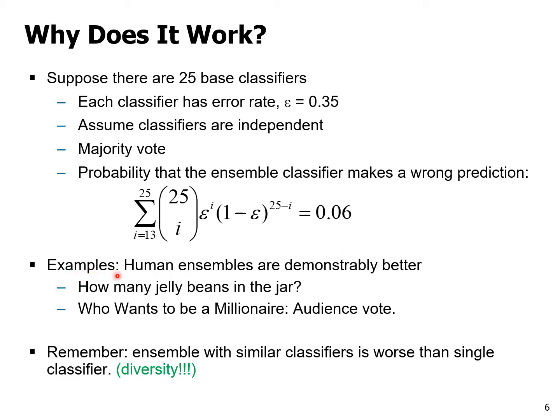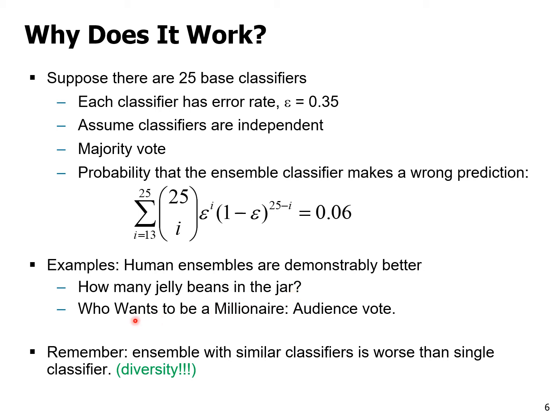So actually, this ensemble mechanism works not only in machine learning, but also in human ensembles as well. There is a famous social experiment: how many jelly beans are in the jar. There are many people, and they each take a guess of how many jelly beans are in the jar. Even though no one gets the correct answer, if you compute the average of the estimates, the average turns out to be very close to the actual value.